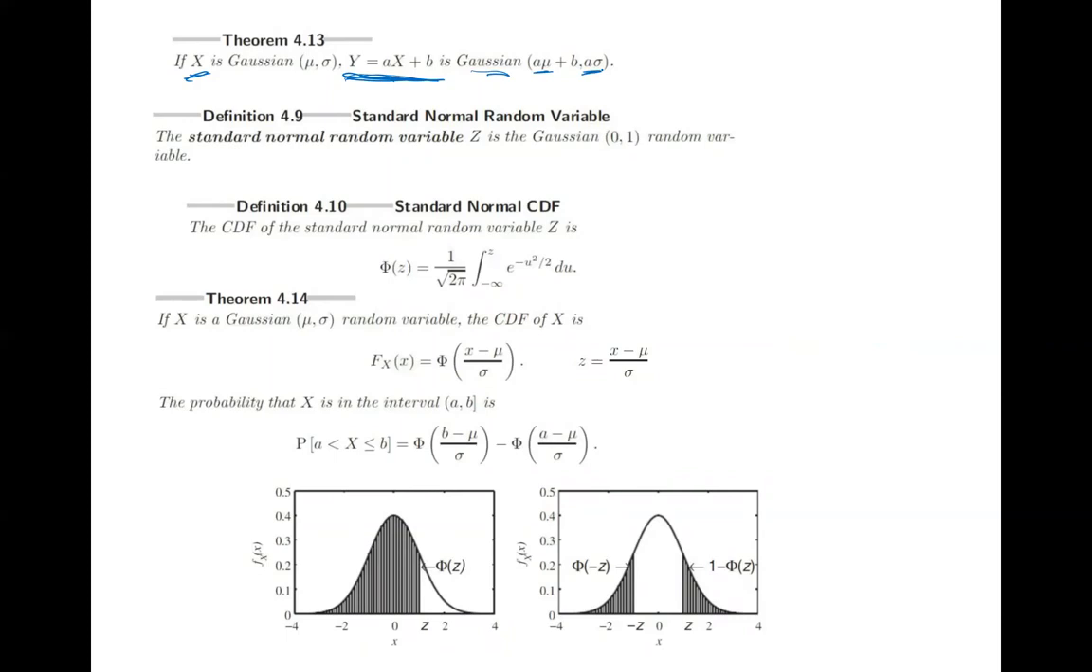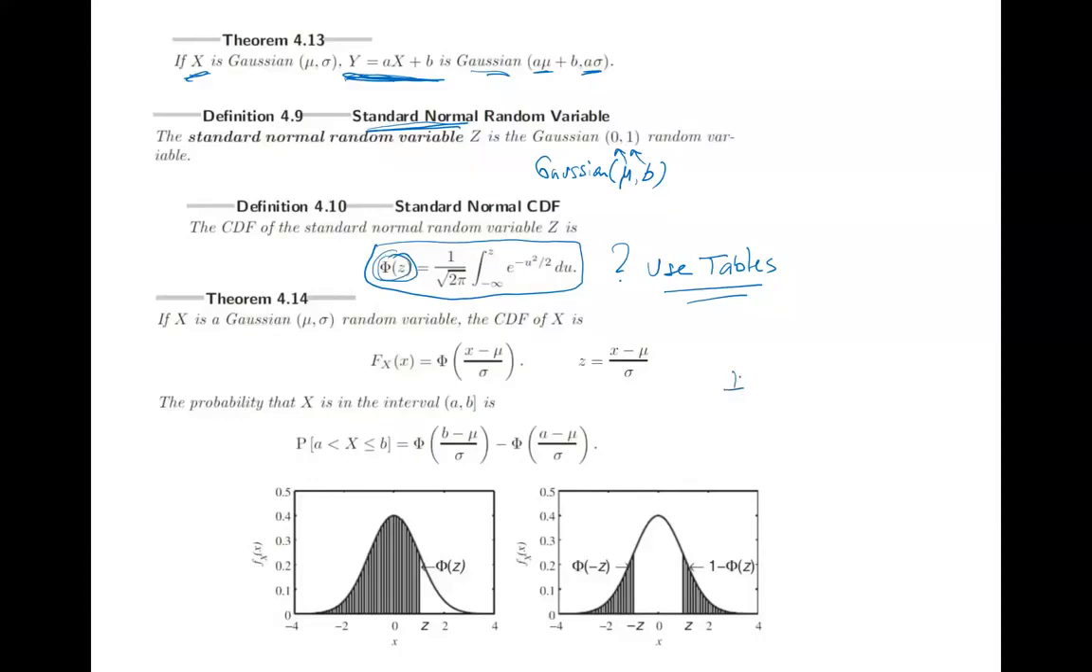A standard normal random variable is just a Gaussian random variable with mu and sigma, where mu is 0 and sigma is 1. Then that's called a standard normal random variable. The standard normal CDF is then given with this formula. It's not easy to evaluate, so we use a table. We usually use tables to determine this phi z, and in the textbook you can find a table for phi z.